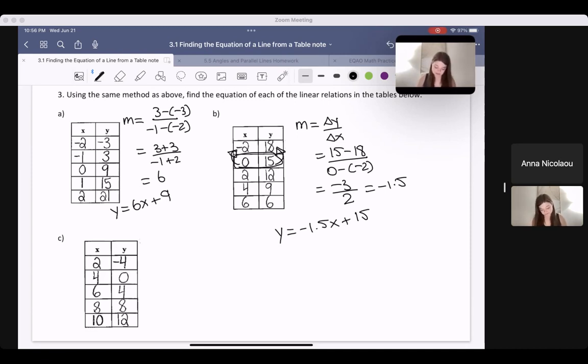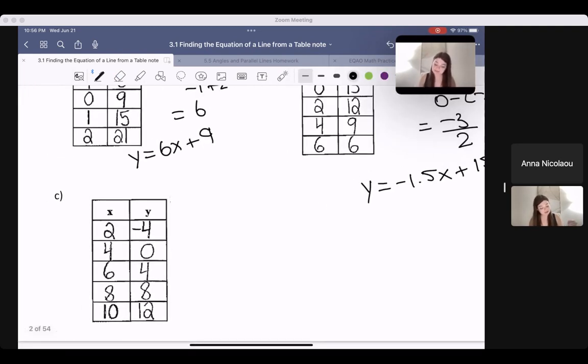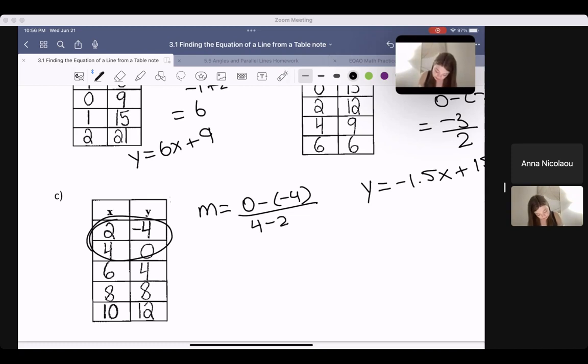Very good. All right, let's try C, and this is going to be the same method to find m. So let's do that first. m is going to be equal to delta y, which is going to be 0 minus -4 if we're using these first 2 points again, and delta x would be 4 minus 2. So we're going to end up with 4 over 2, which is 2 as our slope.